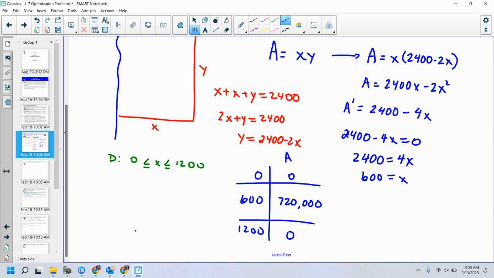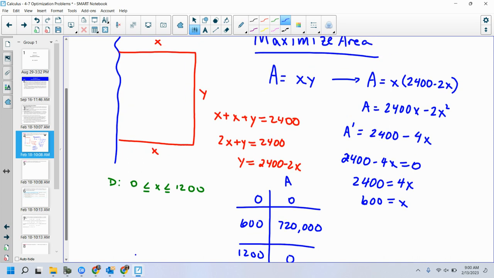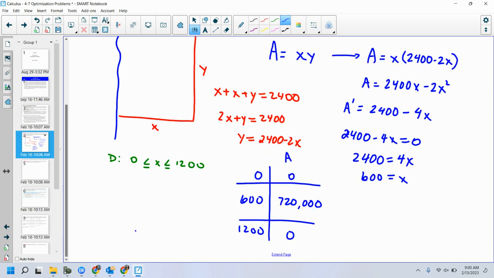All right, so if I know my dimensions, my dimension for X is 600. Well, what's my dimension for Y then? 2,400 minus 2 times 600. Well, 2,400 minus 1,200 is 1,200. So I know my X value is 600, where my Y value is 1,200. Those are my dimensions. Feet. To maximize area, I would need to build a 600 by 1,200 foot fence.